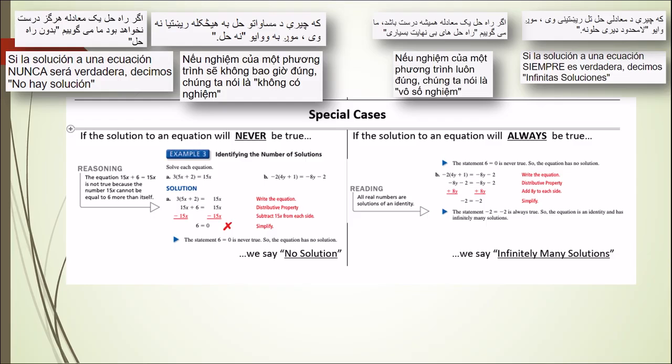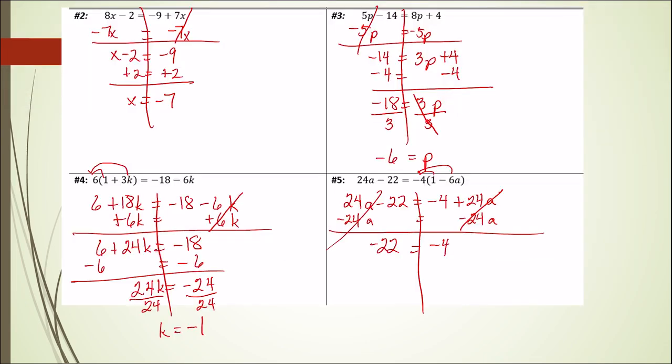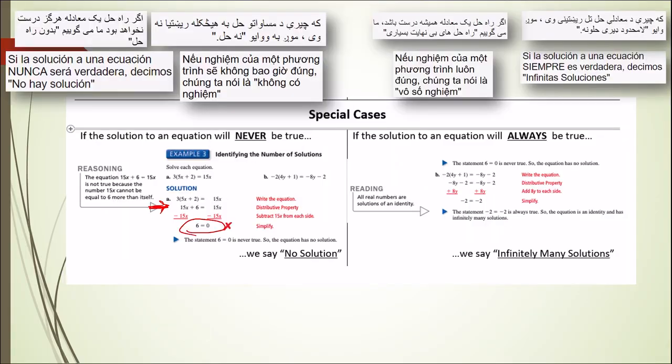Sometimes we have special cases. So if we look at this first problem, look through and follow through. When we do our multiplication, we get 15x plus 6 minus 15. When we subtract 15 from both sides, we get 6 is equal to 0. And we know that's not true. So just like that last problem, where we got -22 is equal to -4, if we get a statement that is absolutely false, we say there is no solution to that problem.